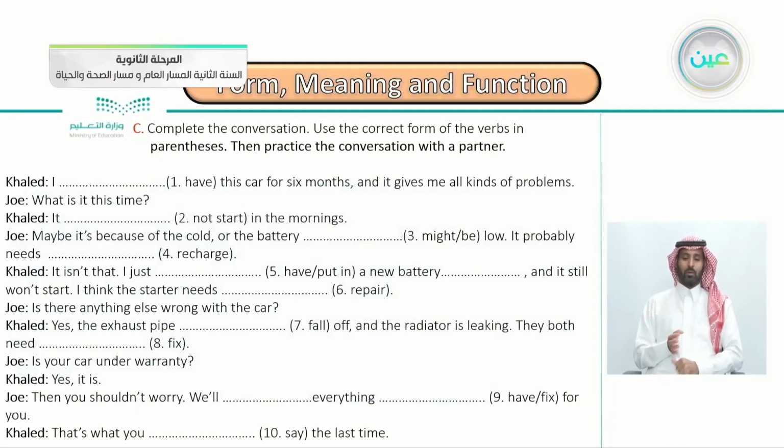So let's answer the question here. Complete the conversation. Use the correct form of the verbs in the parentheses. Then practice the conversation with a partner. So we have a conversation between Khalid and Joe. Let's read it together. I and the verb have this car for 6 months. Yes, that's correct. I have had this car for 6 months and it gives me all kinds of problems.